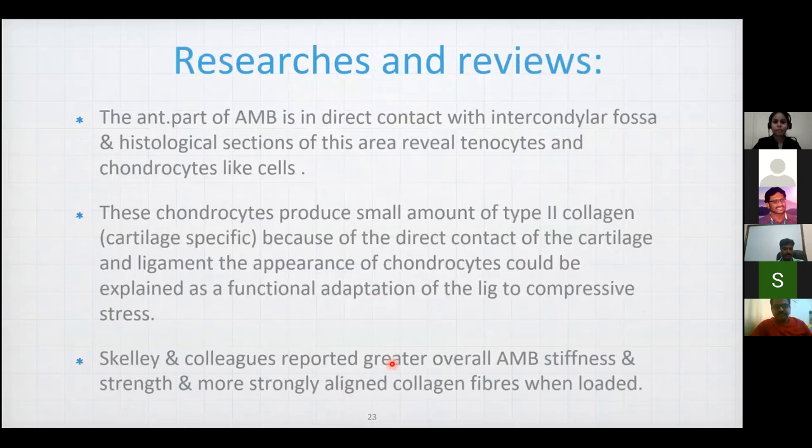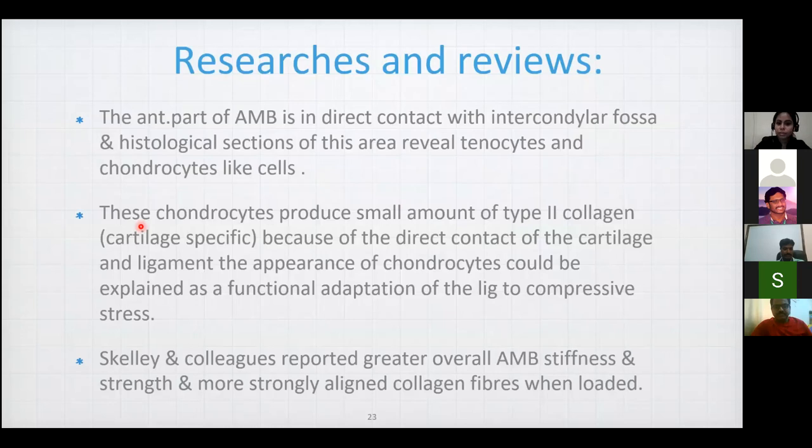Now, many researchers have shown different things. So I have gone through a few researches and reviews, and I have come to this collective conclusion, which I'm presenting to you. The anterior part of the anterior medial bundle is in direct contact with the intercondylar fossa, and histological sections of this area reveal tenocyte and chondrocyte-like cells. As we have discussed before, it is completely different than any other ligament. So that's how it is very unique, the ACL.